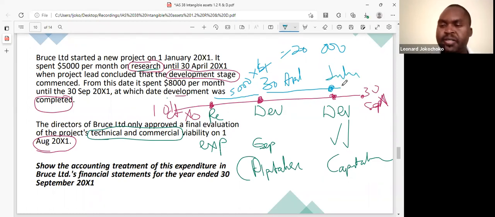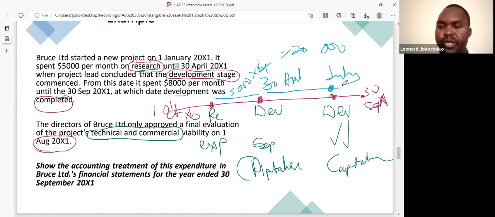Because it's at 1 August, we're going to say May, June, and July. We have 3 months. I'm going to expense 8,000 times 3, which gives me $24,000. So it is development expenditure, but still we expense it.